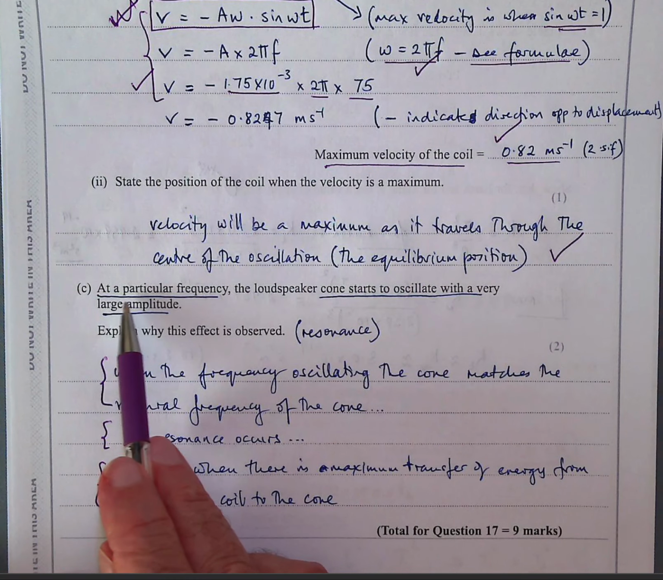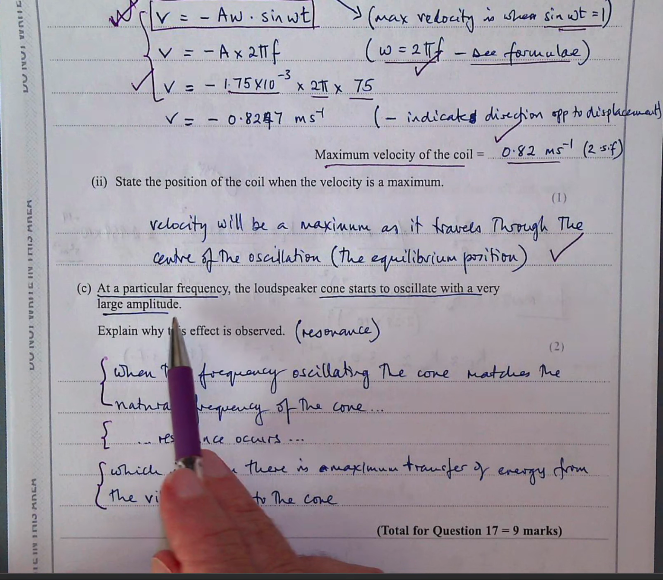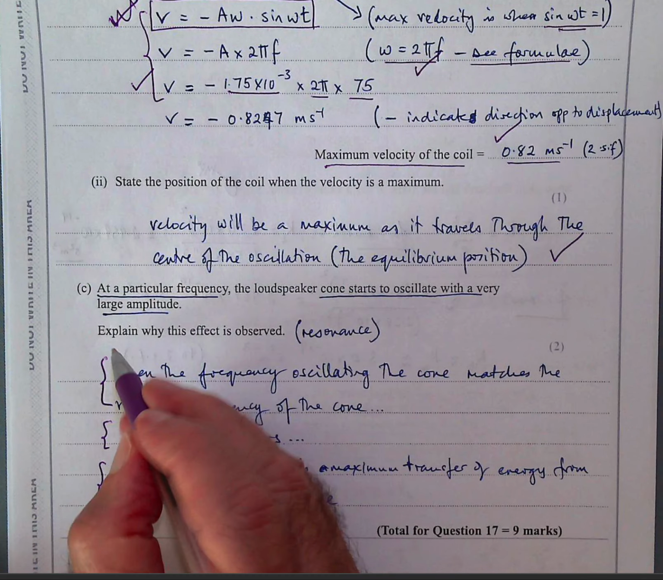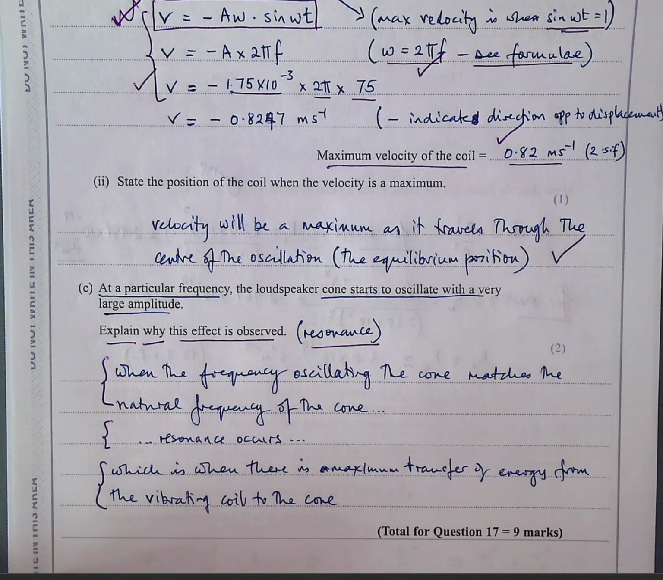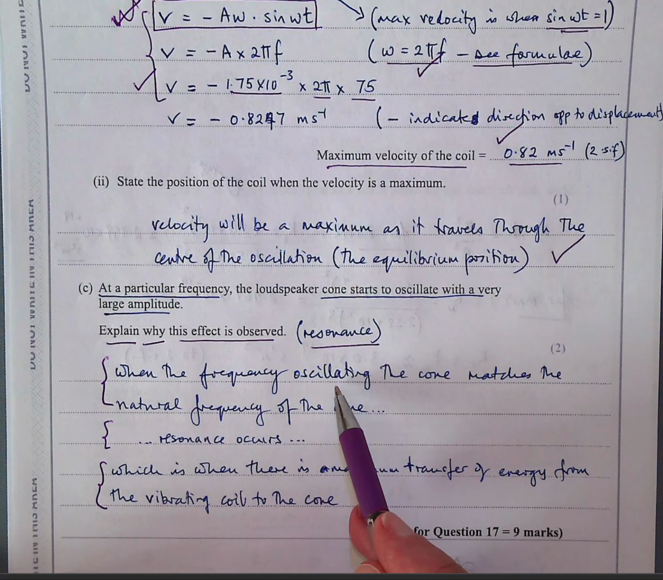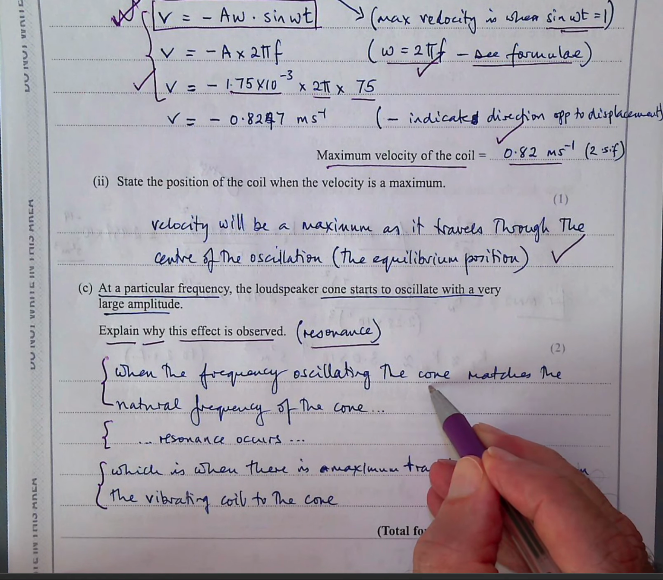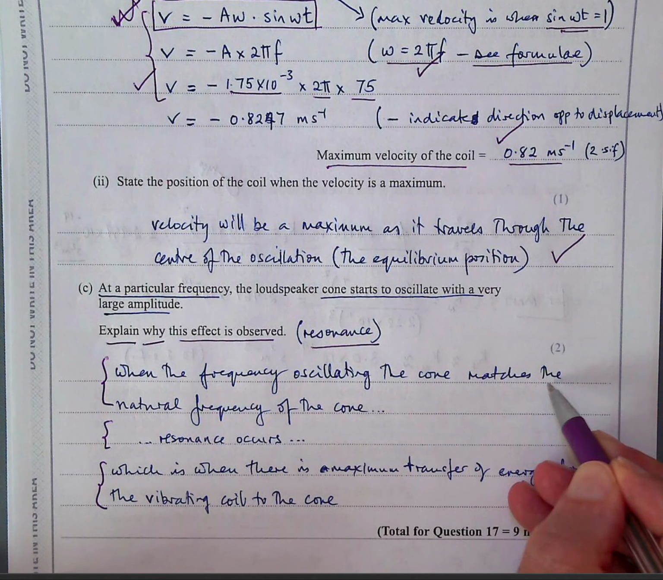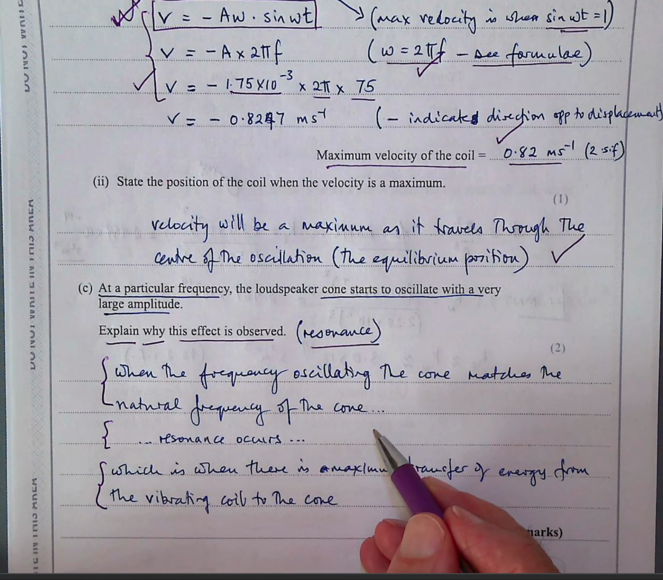And then it says, at a particular frequency, the loudspeaker cone starts to oscillate with a very large amplitude. Explain why this effect is observed. Well, it's resonance. In one word, it's resonance, but you want 2 marks. So I've given you 3 ways of getting 2 marks. When the frequency oscillating the cone matches the natural frequency of the cone. And remember, every physical object has its own natural frequency.